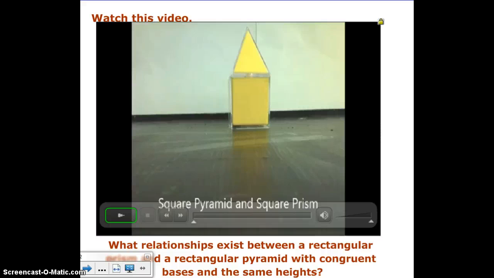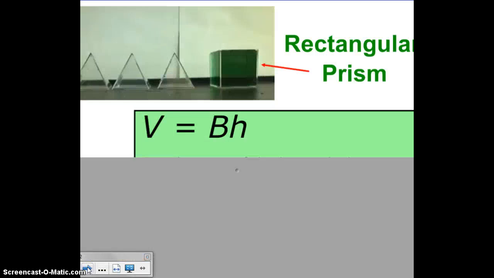Alright, so let's think about some things we noticed in the video. We noticed that it took 3 pyramids to fit inside of a prism, and each time we poured in a pyramid, it was 1/3 of the prism. So we're going to use that information to help us with the volume of the pyramid and prism.